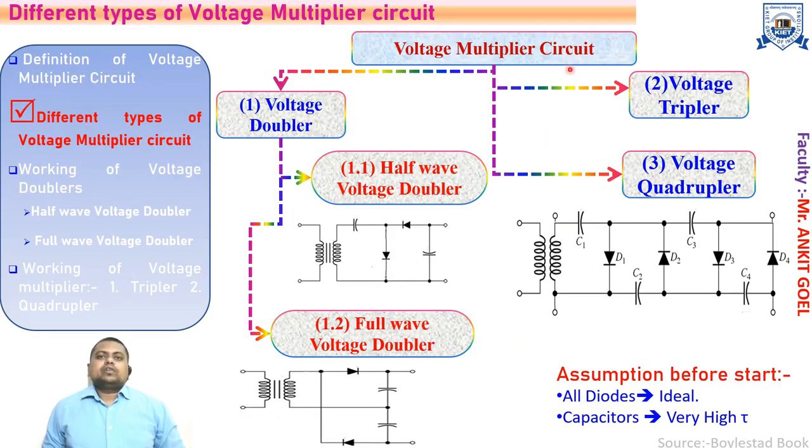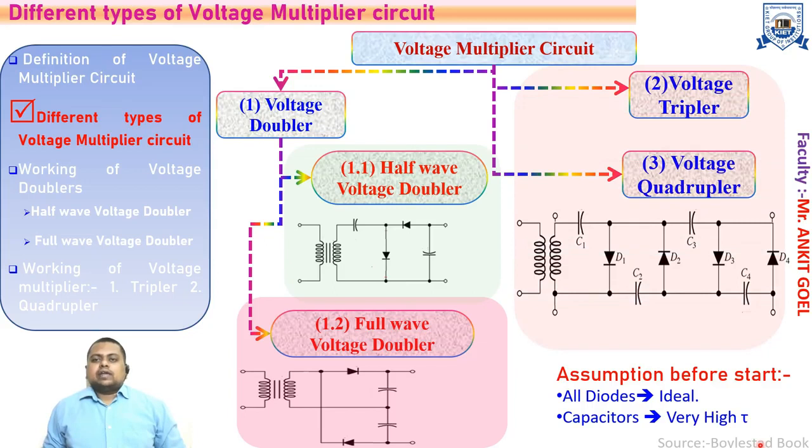Voltage multipliers are of different types. They may be classified as voltage doubler, voltage tripler and the voltage quadrupler. Voltage doubler may be further classified as the half wave voltage doubler, which is the circuit diagram given here, and full wave voltage doubler. This is the circuit diagram for the full wave voltage doubler. The circuit for the voltage tripler and the voltage quadrupler is common, which is shown here.